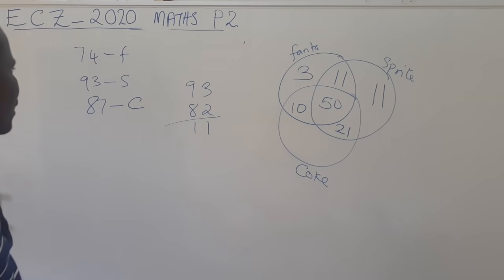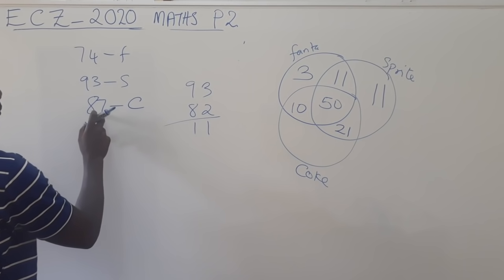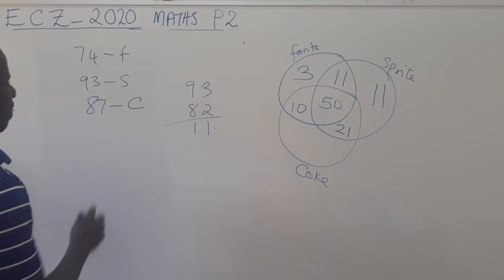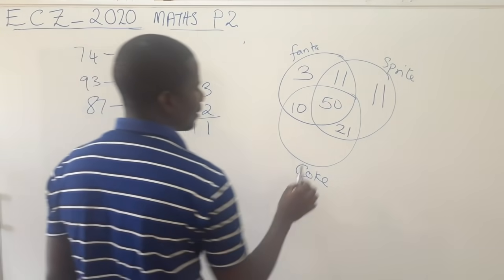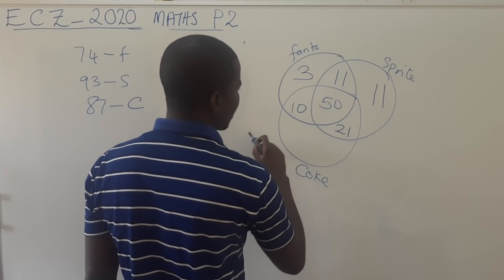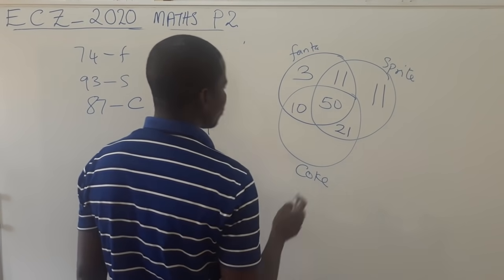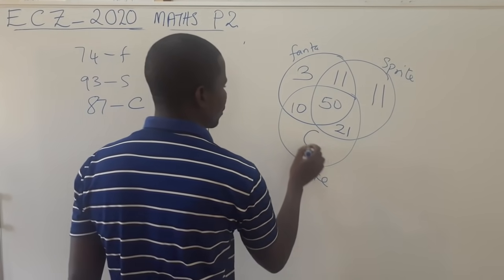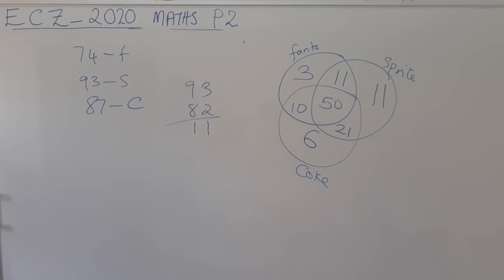Okay? Then we go to the last part, 87. So Coke must give us 87. We already have this 71 plus this one, 81. So meaning this is going to be 6. That is going to be 6 there. Alright? So that is what we are going to get here.